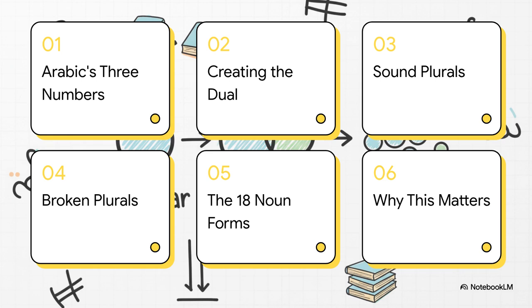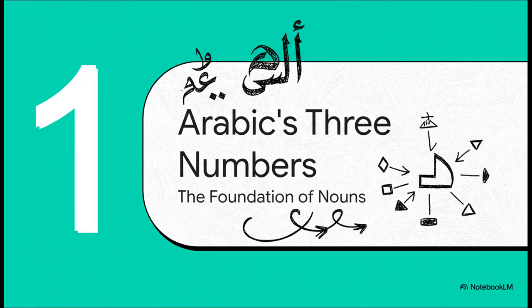Okay, so here's the game plan for today. First, we'll get a handle on Arabic's three numbers. Then, we'll look at how to create that special dual form. After that, we'll tackle plurals, both the regular sound ones and the tricky broken ones. Then, we're going to put it all together and see how a single noun can have, believe it or not, 18 different forms. And finally, we'll talk about why any of this grammar actually matters. Let's get into it.